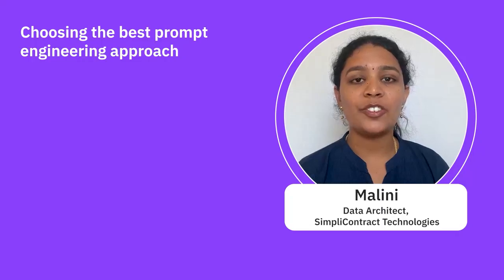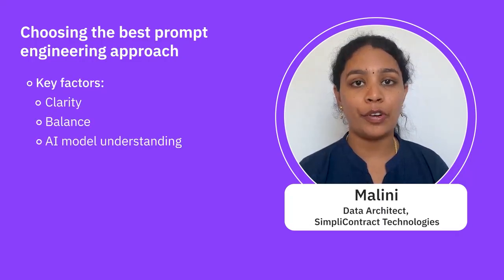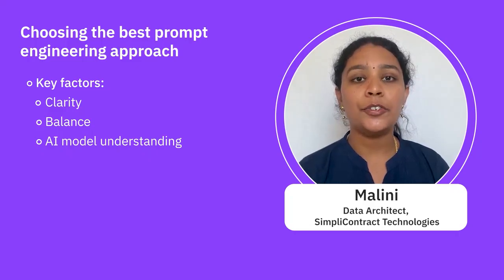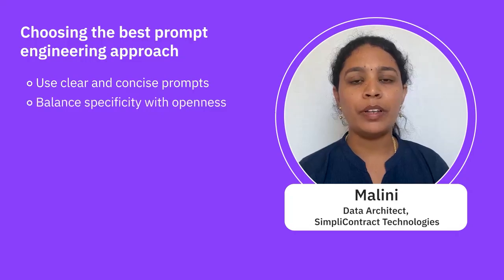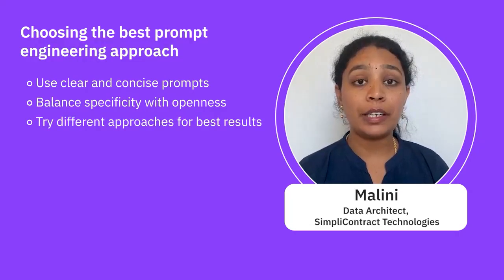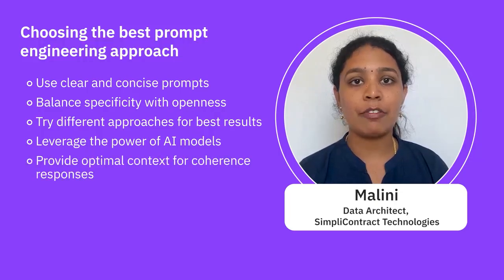When choosing a prompt engineering approach, clarity, balance, and understanding of your AI model are key. Ensure your prompts are clear and concise. Strike a balance between specificity and openness and experiment with different lenses for optimal results. Tailor your prompts to leverage the strengths of your AI models and provide sufficient context for coherent responses. By considering these factors, you can ensure success in prompt engineering.